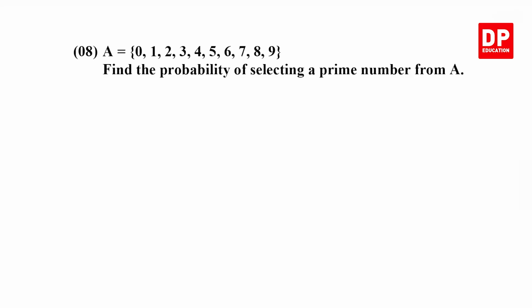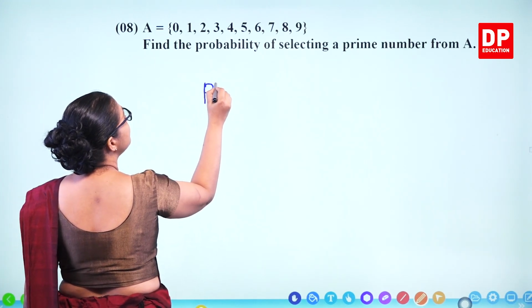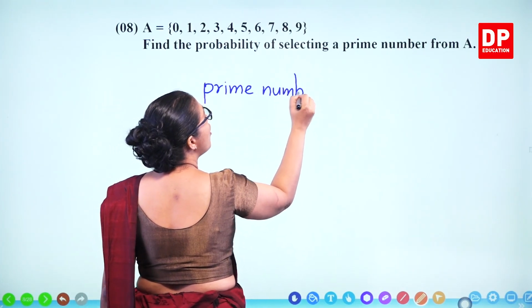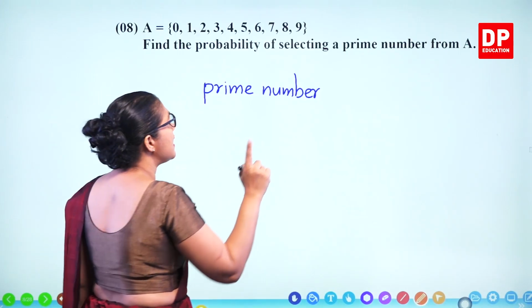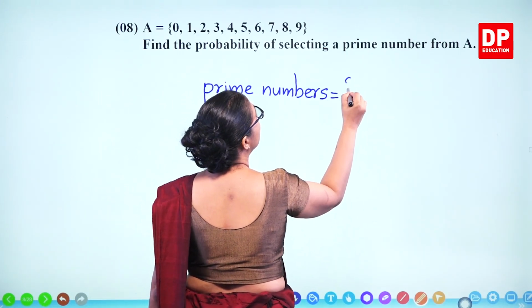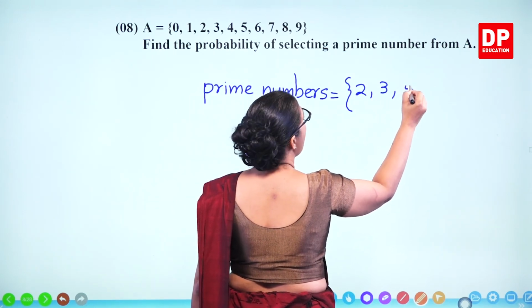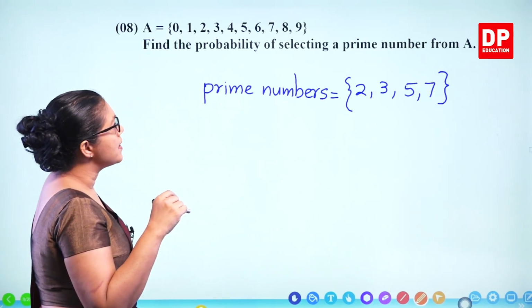Question number 8. A is given 0, 1, 2 up to 9. All digits are there. Find the probability of selecting a prime number from A. What are prime numbers? Prime numbers are numbers that are not divisible by any other number, only by 1 and itself. So 2, 3, 5, 7. Those are the prime numbers.